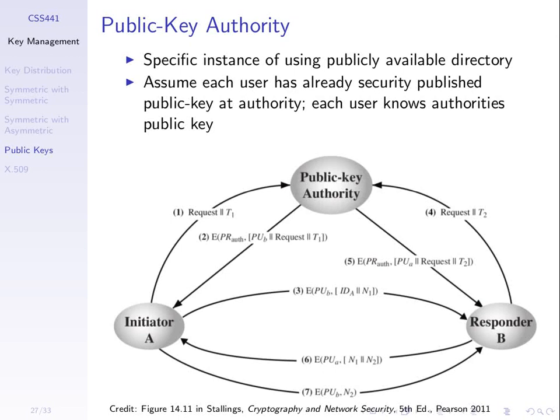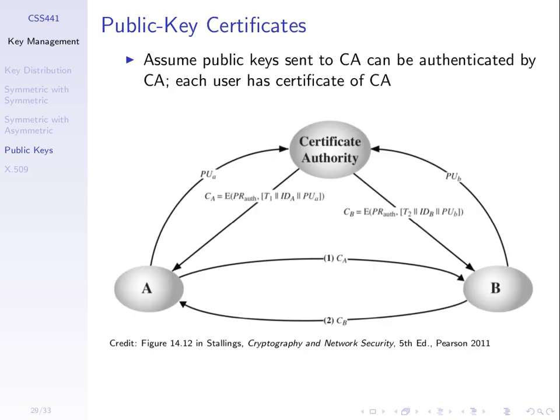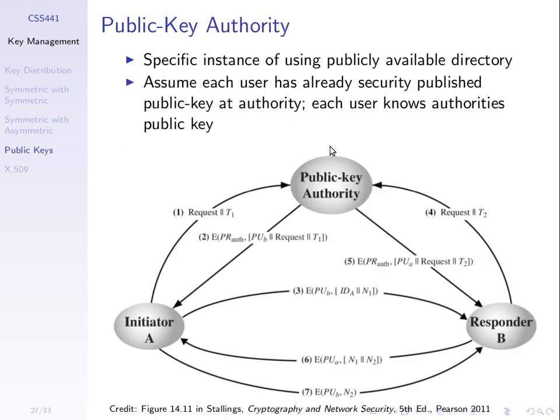So the approach to overcome this performance problem with the authority is to use what's called public key certificates, or simply certificates. And this picture may be a little bit confusing, or it's hard to compare with the previous one. We'll explain why. Note the number of messages. It looks similar. We have user A, user B, and authority. We'll just call it a different name. Here we have user A, B, and an authority.